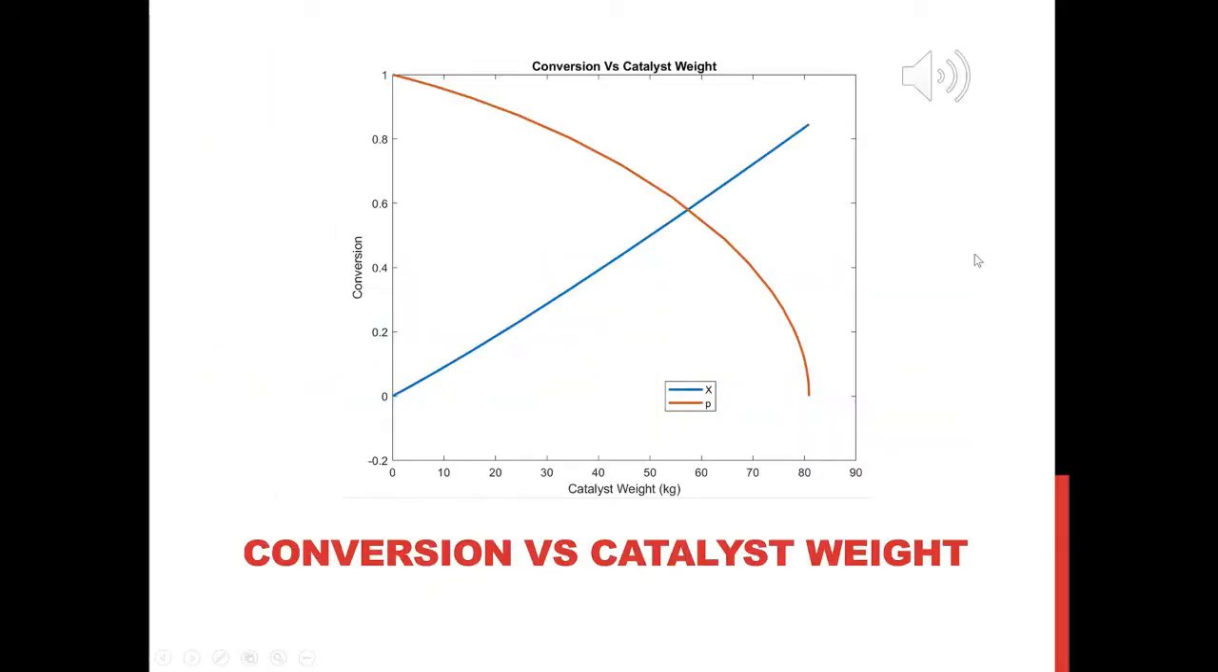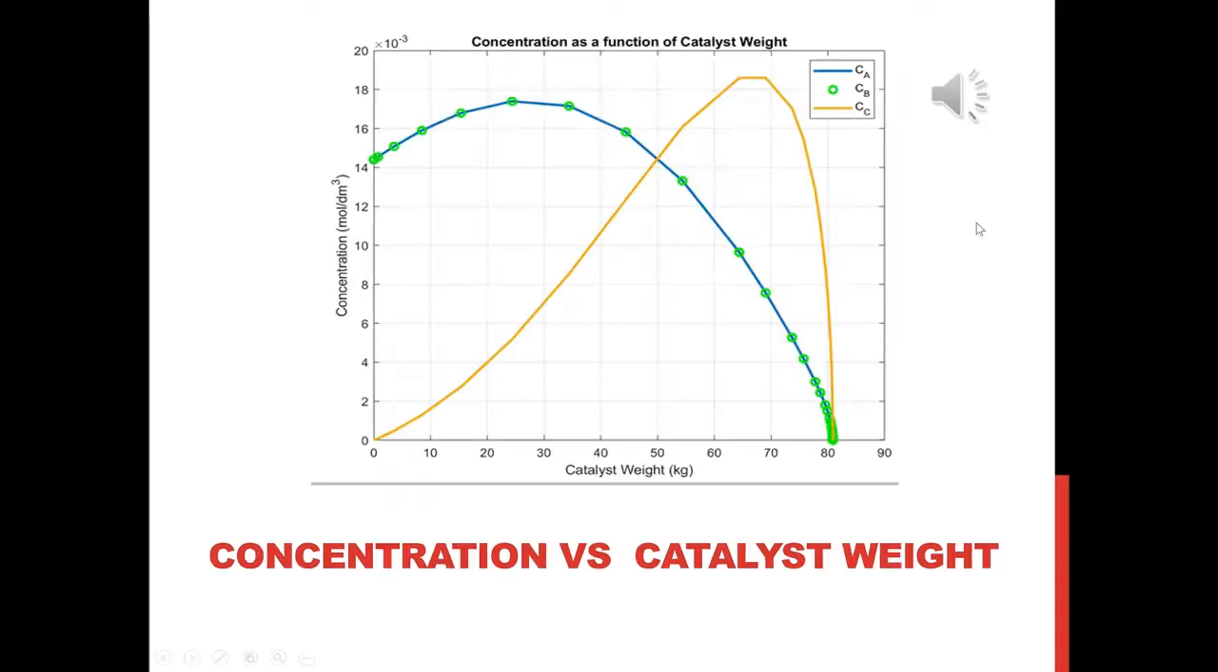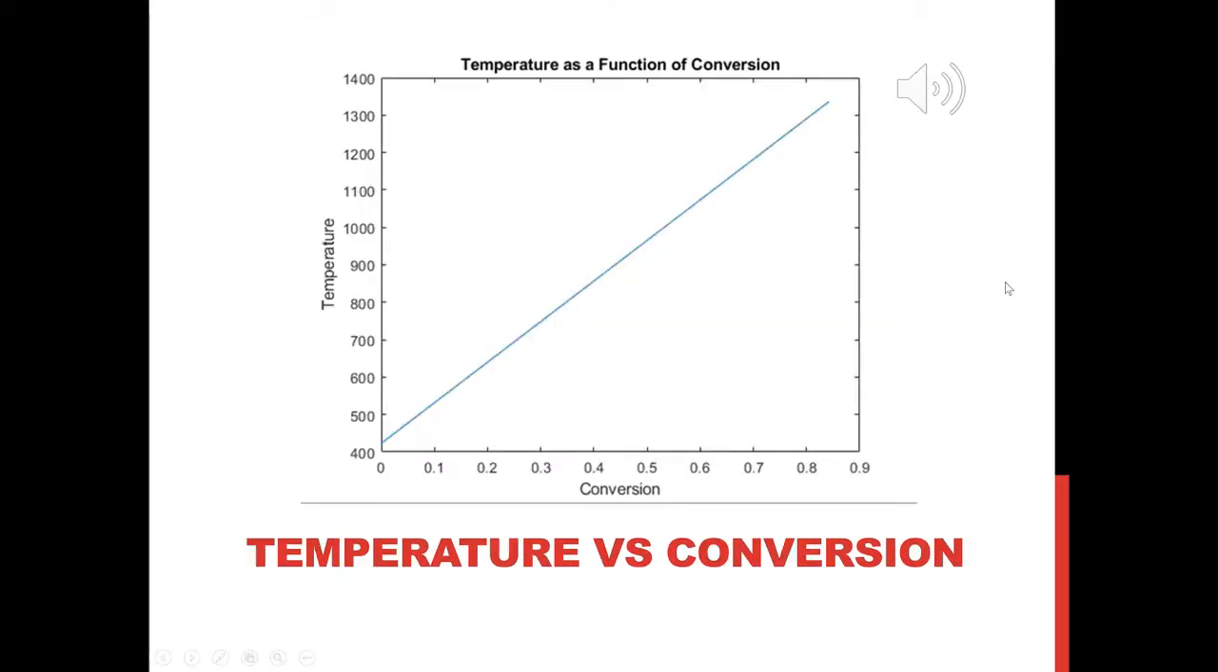When plotting conversion versus catalyst weight, we can see that as we move farther down the reactor with increasing catalyst weight, our conversion increased with an almost linear relationship. Since the feed was equimolar, the concentration profiles of A and B overlap. The concentration of C reaches a maximum at around 64 kilograms of catalyst. The peak of the concentration of C, which is our product, helped us define the optimum operating conditions. After modeling, we can see a linear relationship between conversion and temperature for our reaction.